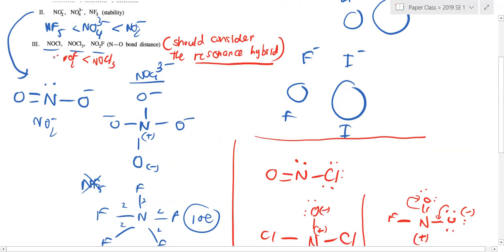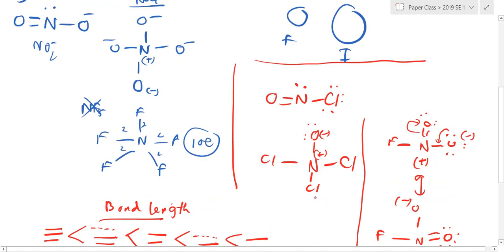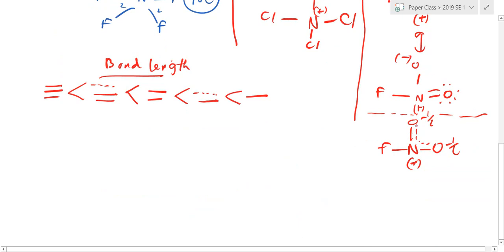This means the smallest one is NOCl, because it has a pure double bond. Pure double. Right? In here a pure single bond. In here not a double bond either. It is in between a single bond and a double bond. Think of it as a 1.5 bond. Okay. I think it's concluded.